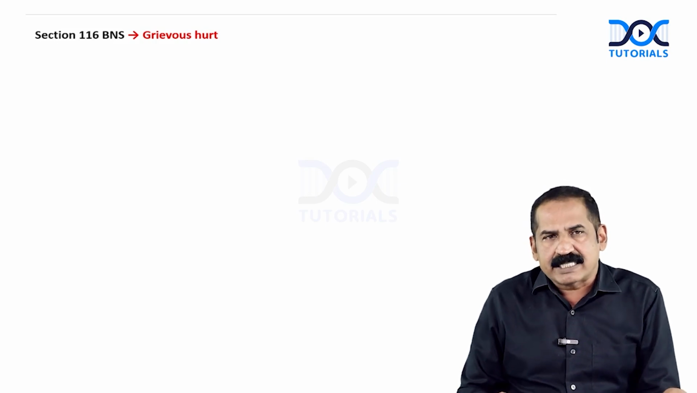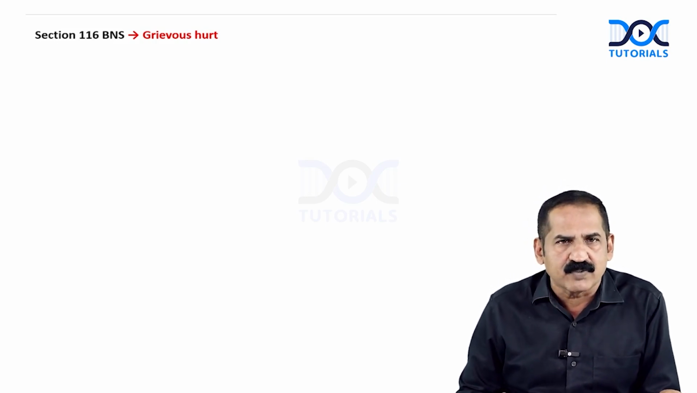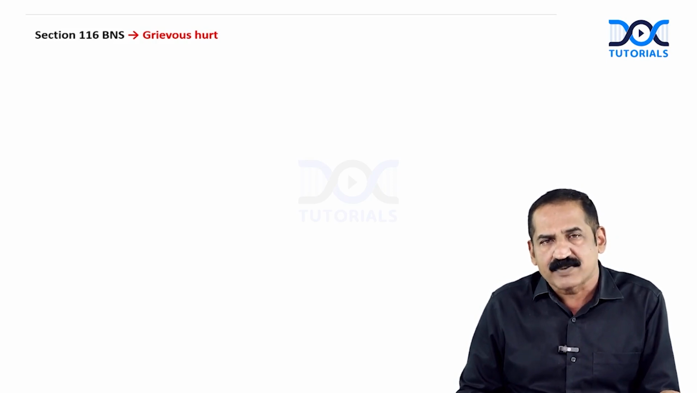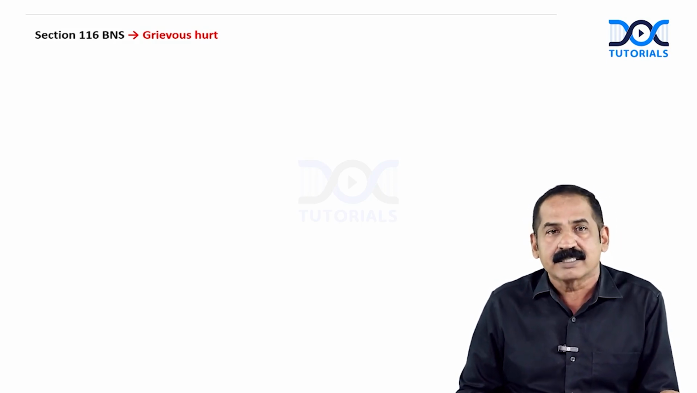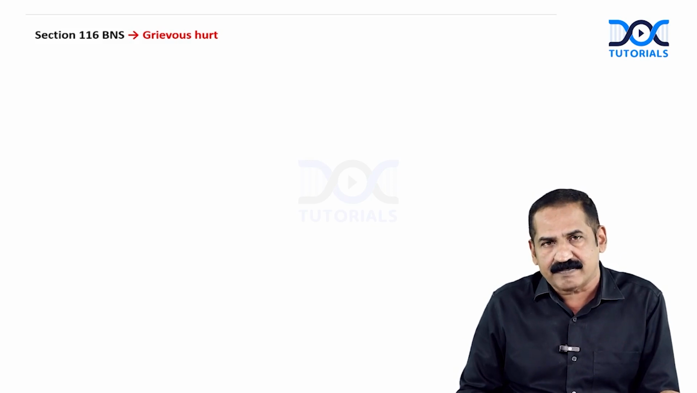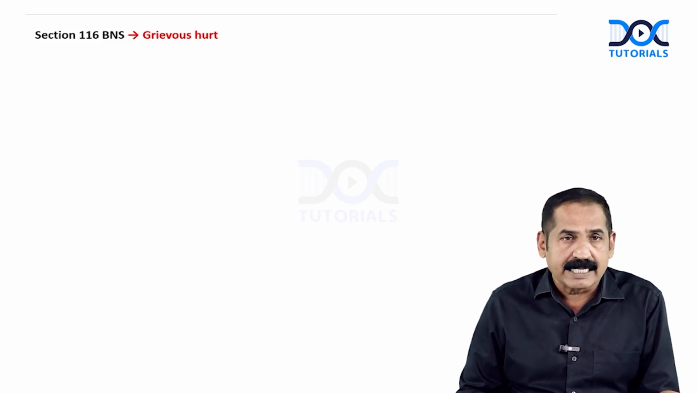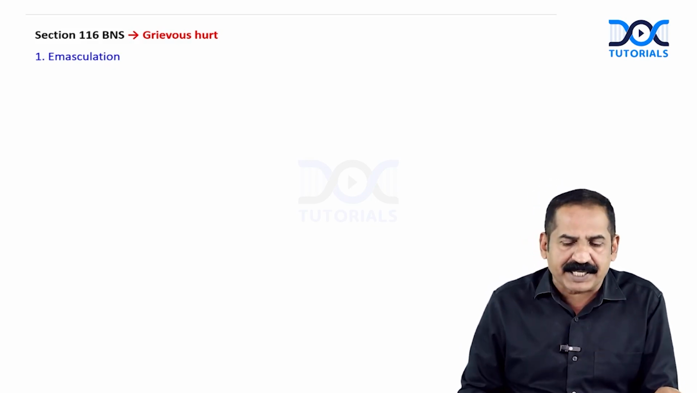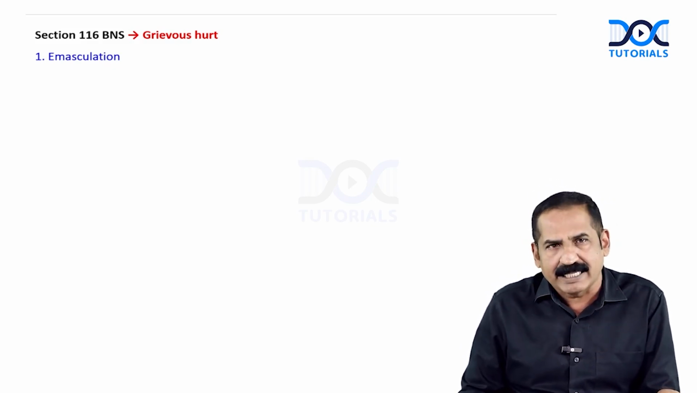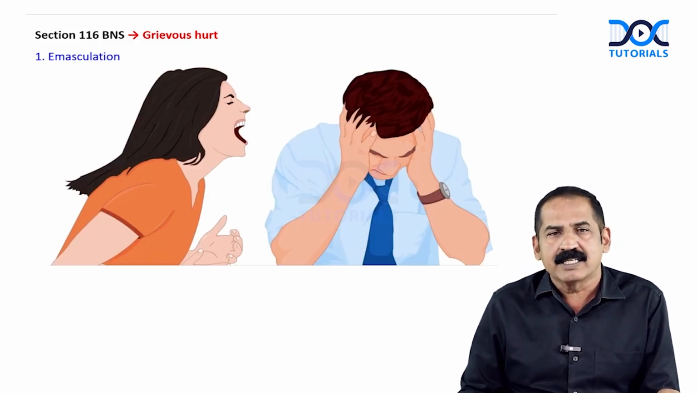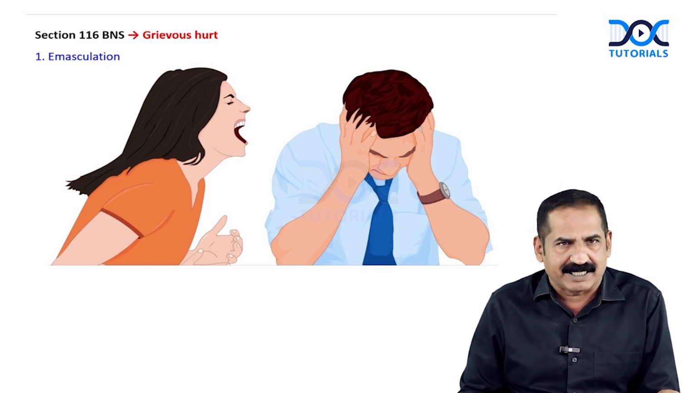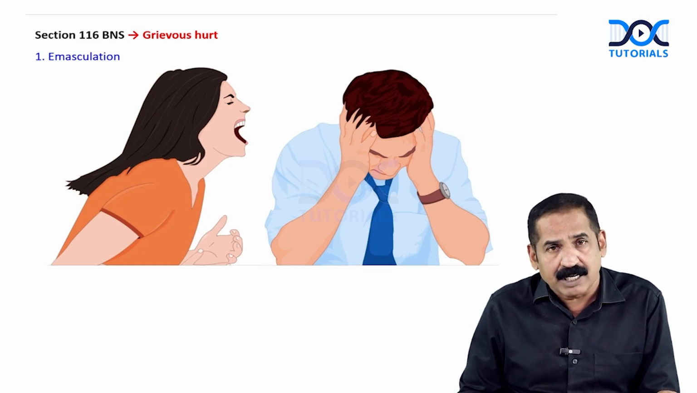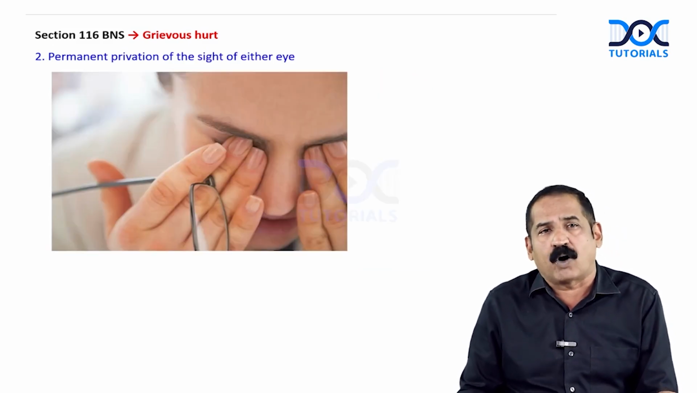Section 116 of Bharatiya Nyaya Sanhita defines what are all the injuries that come under grievous hurt, or what are all the hurts that come under grievous hurt. Here there are 8 clauses. The first clause is emasculation. Emasculation means the person loses the power of erection. It may be due to cutting of the penis or castration or causing injury to the spinal cord.